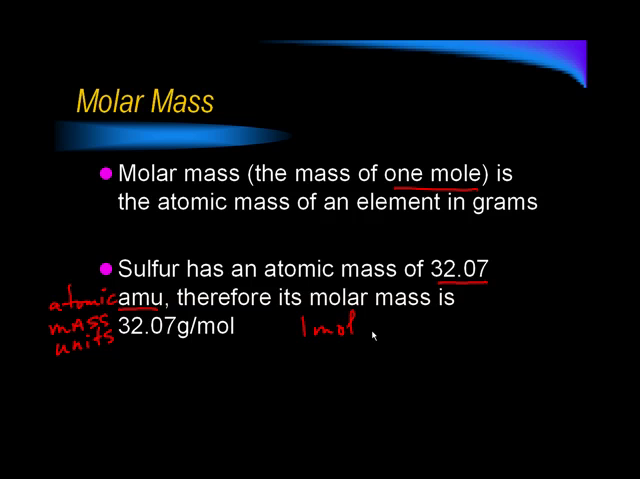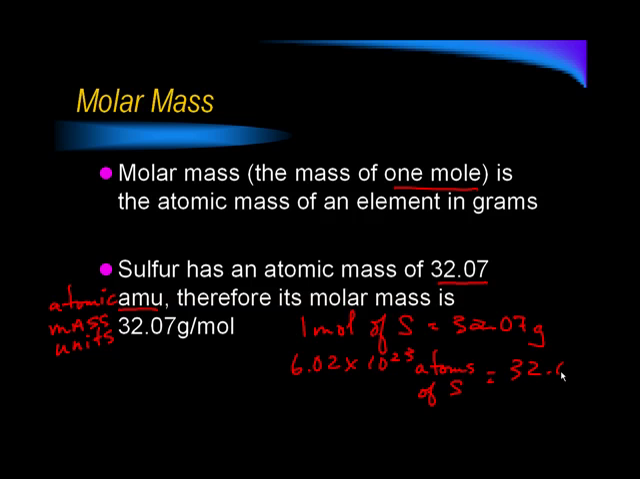So that's saying 1 mole of sulfur has a mass of 32.07 grams. If I were to count out 6.02 times 10 to the 23rd sulfur atoms, okay, has to be sulfur, it would have a mass of 32.07 grams.